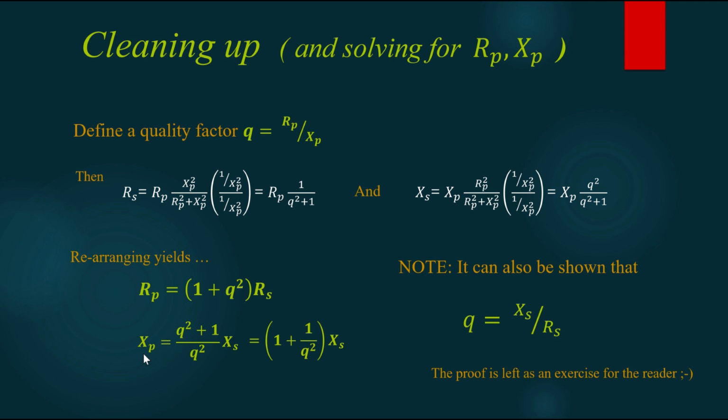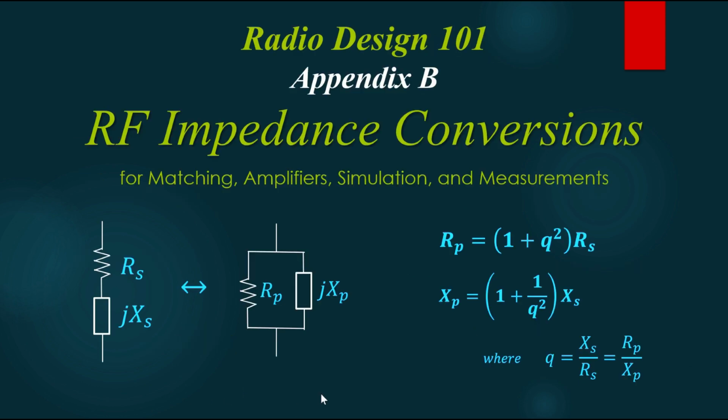But the parallel reactance is going to be actually quite close to the series reactance value, because this is 1 over big number, and so this is almost 0, so XP is almost equal to XS. And in the derivation, we defined Q up here as RP over XP, but it can also be shown that it's equal to XS over RS. That's the proof of this material on the cover slide, on the first slide.